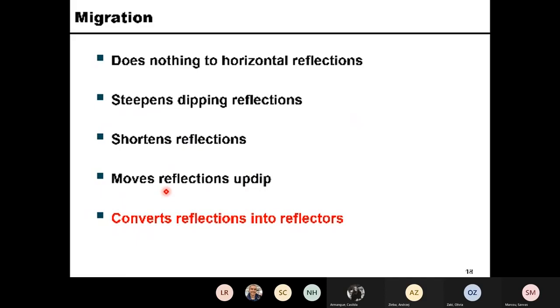So in general, migration is for converting reflections into reflector, converting your data into a model. That's straightforward, okay? Converting data into the model. So you should know this data space or model space.